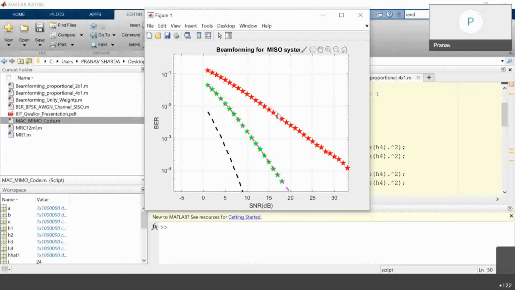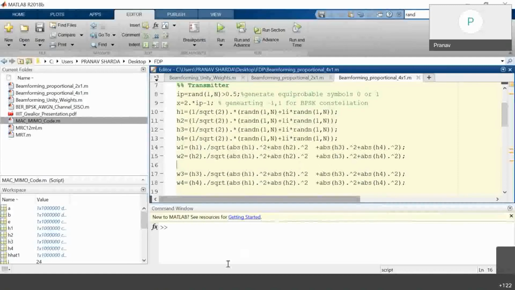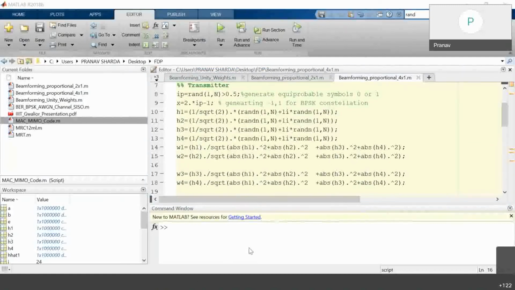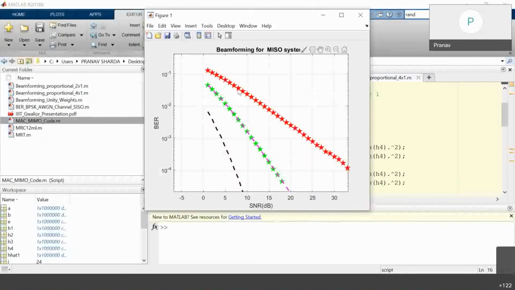So we see that the selection of the weights has a significant role in the performance of the system. We have compared the 3 cases: beamforming with unity weights, this red curve; beamforming with proportional weights corresponding to the 2x1 setup; and then this black curve, which corresponds to beamforming for a 4x1 setup with proportional weights.